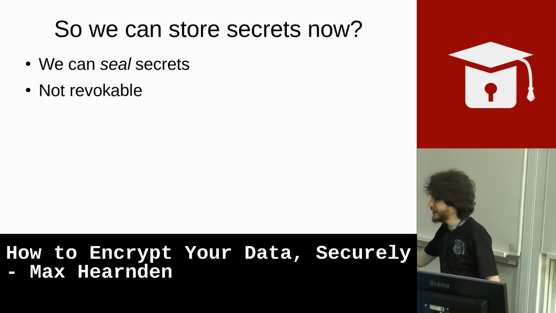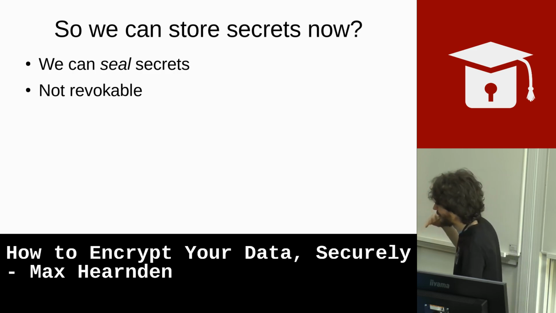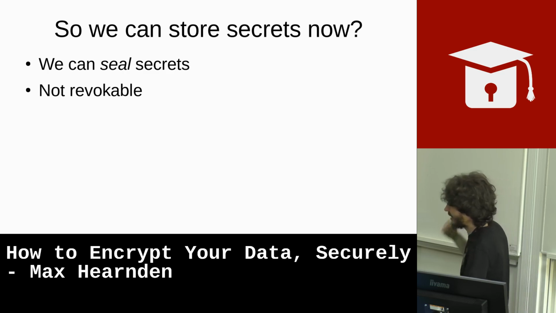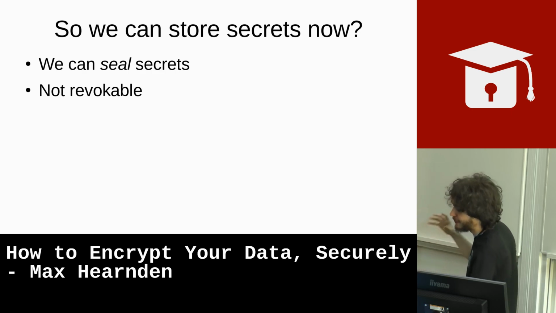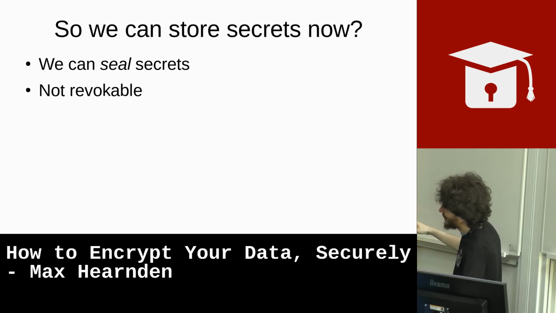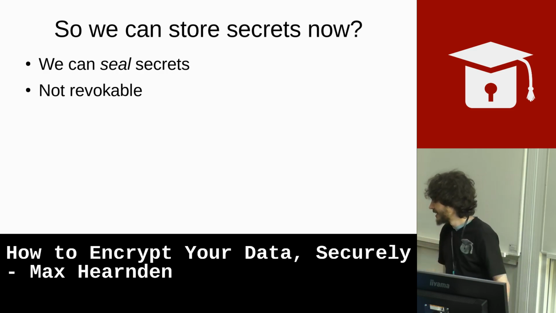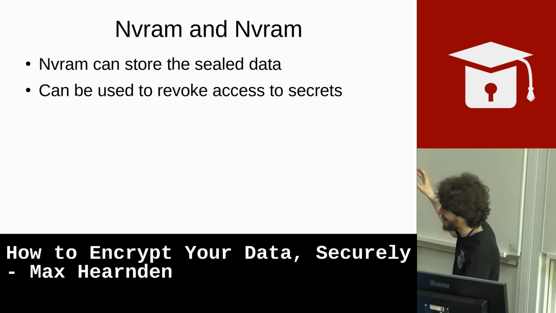So now we can seal secrets, now knowing what we should seal them to, but there's a slight problem in that the secrets aren't revocable yet. We also have the problem that we don't have a place to store the secrets yet. The answer to both of those is NVRAM.